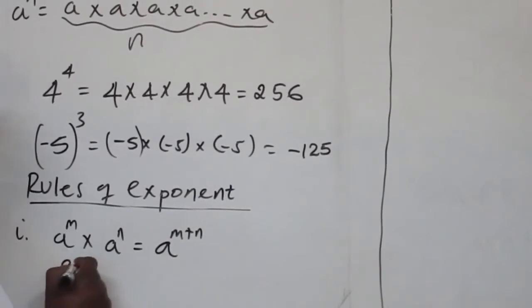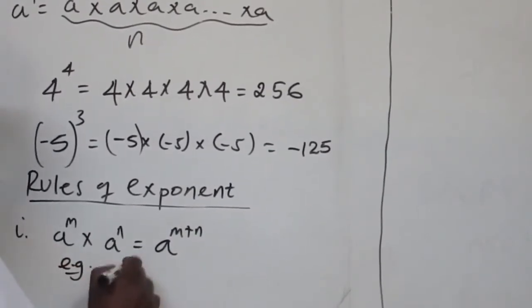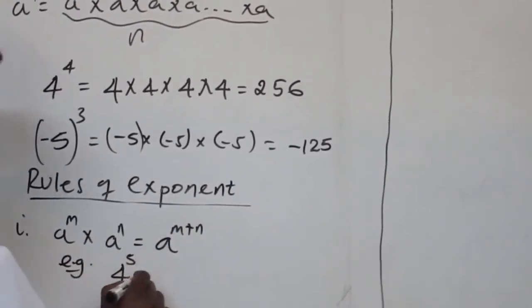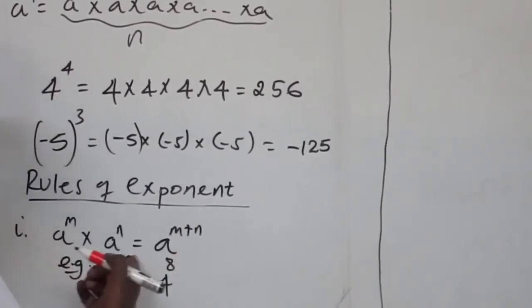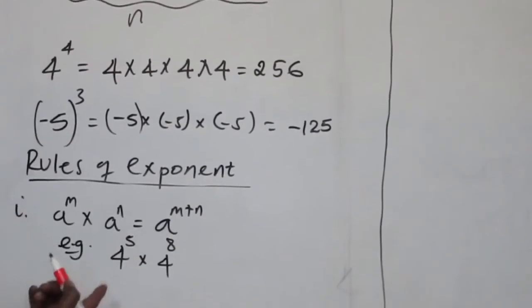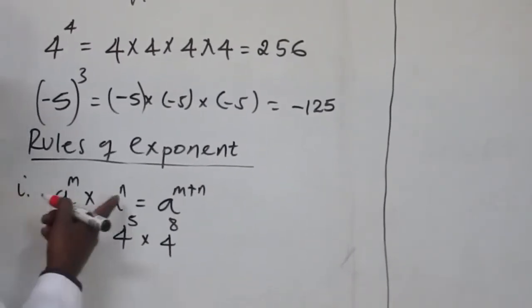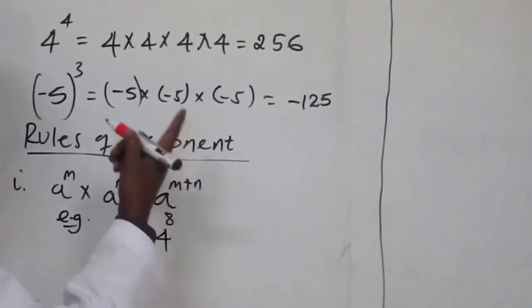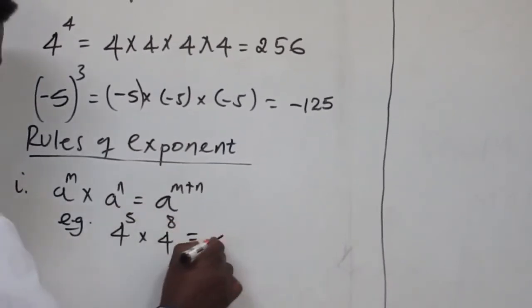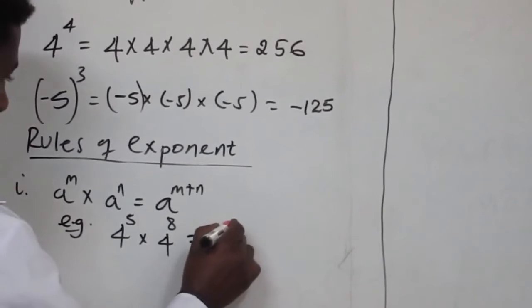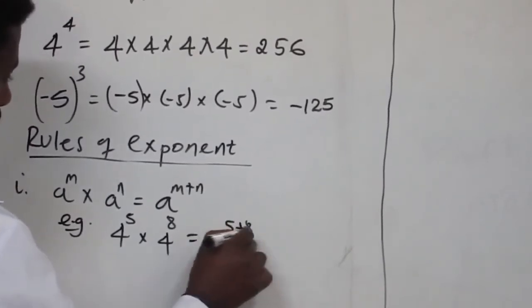For example, 4 to the power of 5 times 4 to the power of 8. The exponents are different numbers, so a to the power of m times a to the power of n means a to the power of m plus n. With the same base but different exponents, we get 4 to the power of 5 plus 8. We add the exponents.